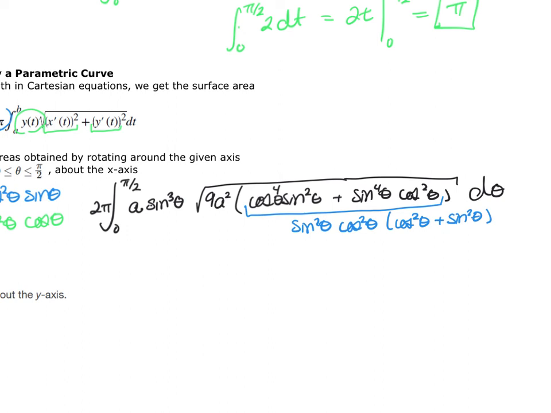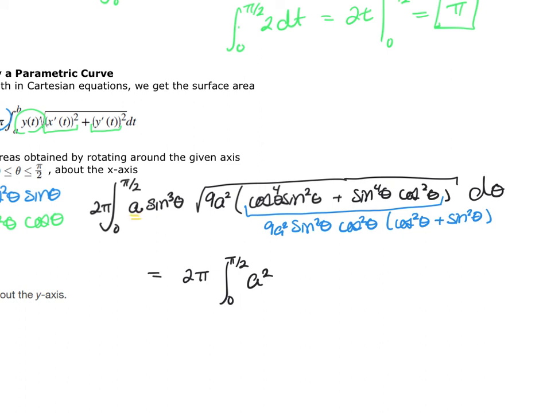Now, what I have now is a string of multiplications. I have 9a squared and the square root of all of that. So I can take the square root of each one of those factors individually. So I end up with 2 pi from 0 to pi over 2 of an a, and the square root of a squared is going to be a, so that's going to give me a squared, and that's because I had an a already.